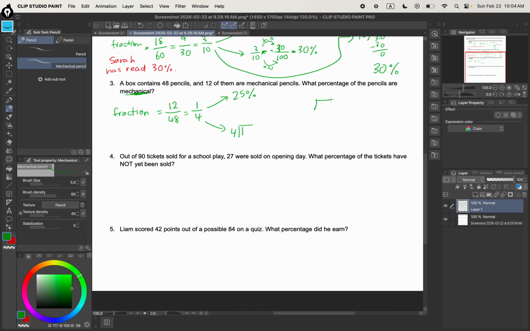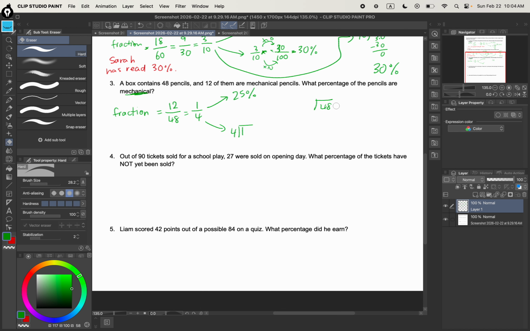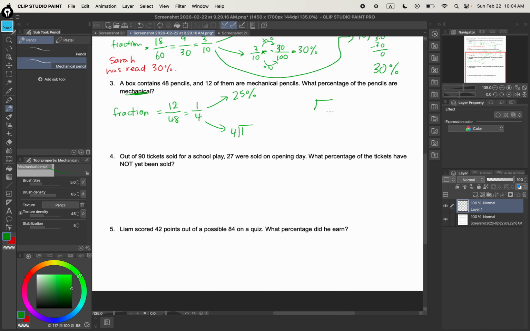You can even do top divided by bottom from the beginning, but that also means you have to have good multiplication and division skills. I can do this right away. 48 doesn't fit into 12. It fits into 120 2 times, and that's going to be 96. I subtract, and that's a 24. Bring down my 0.